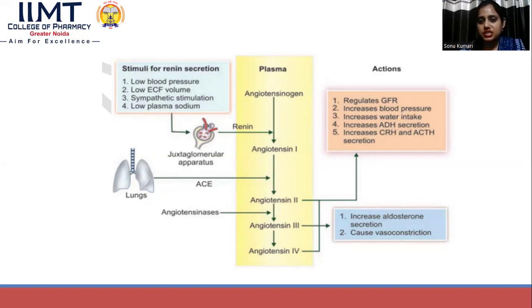Angiotensin second helps in regulating the glomerular filtration rate and increases blood pressure. It helps in increasing water intake, increases ADH secretion, and increases CRH and ACTH secretion. Angiotensin third increases aldosterone secretion, and it also causes vasoconstriction.